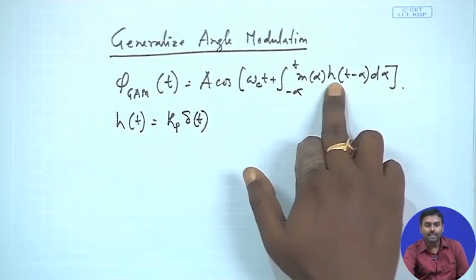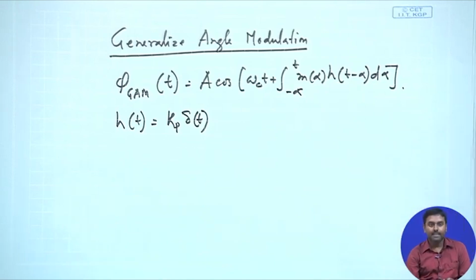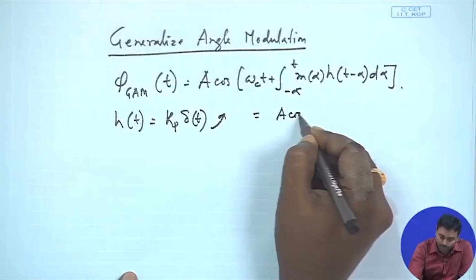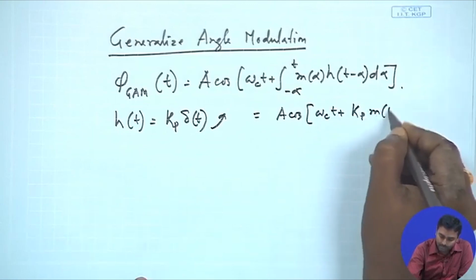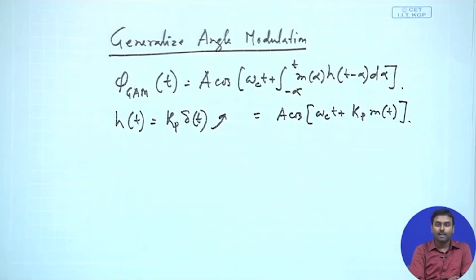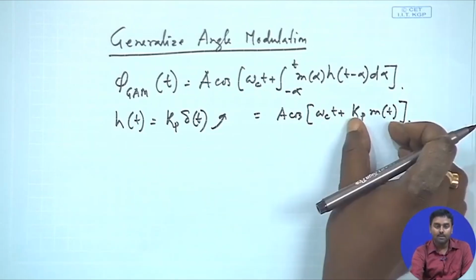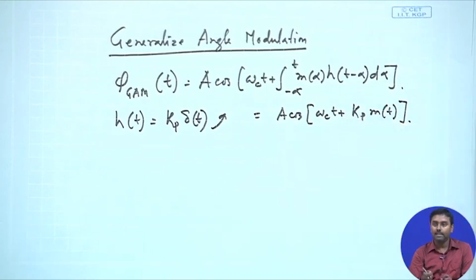So, if I just take this as delta, and if I integrate a function multiplied by a delta function, it will just return me back the function itself, right. So immediately, what I will get is A cos omega c t plus K p m t, which is nothing but PM. That is the phase modulated signal, because the phase portion is now linearly modulated with respect to the message signal.